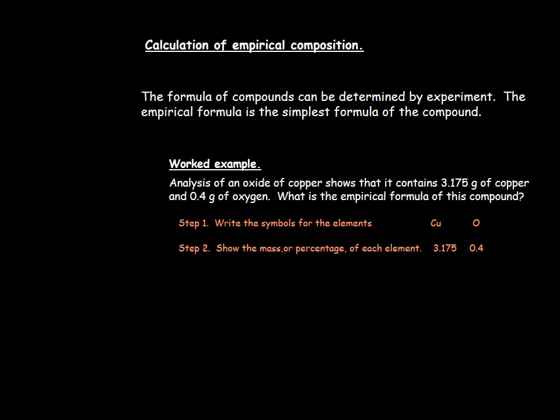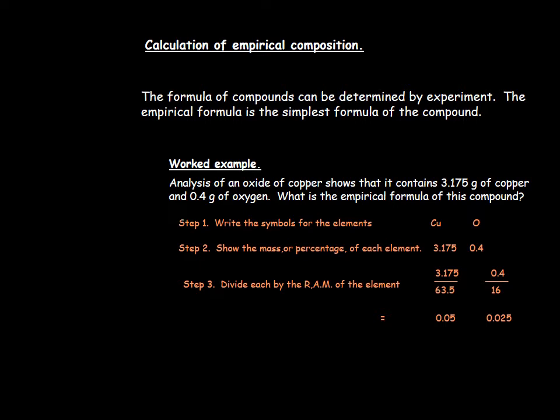Step two, you have to find the masses or percentages or whatever way in which they've given you the numbers associated with these elements. In this case, we're talking about the masses. So we've got copper 3.175 grams, oxygen 0.4 grams. In step three, you start by looking up the periodic table and you look for the relative atomic masses of all the elements that you're dealing with here. So in this case, for oxygen it's 16 and for copper it's 63.5.